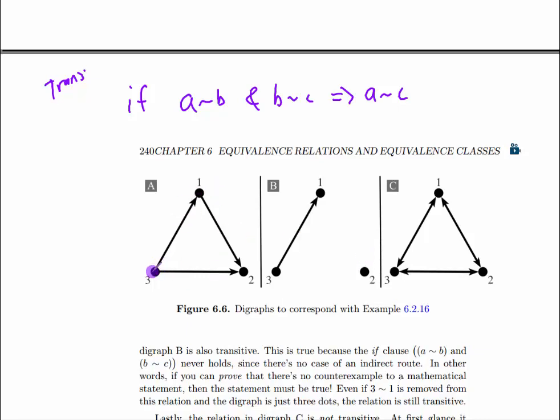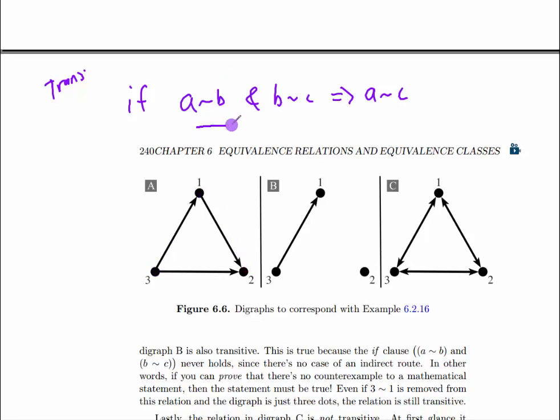Notice I have 3 goes to 1 and 1 goes to 2. So this says 3 is related to 1, 1 is related to 2. And I find that, in fact, in this case, 3 is related to 2. So the transitivity condition holds for that particular triplet of numbers. Now, to be transitive, it must hold for all triplets of numbers. And the reason it holds for all triplets of numbers is that that's the only case where you have one relation followed by another relation.